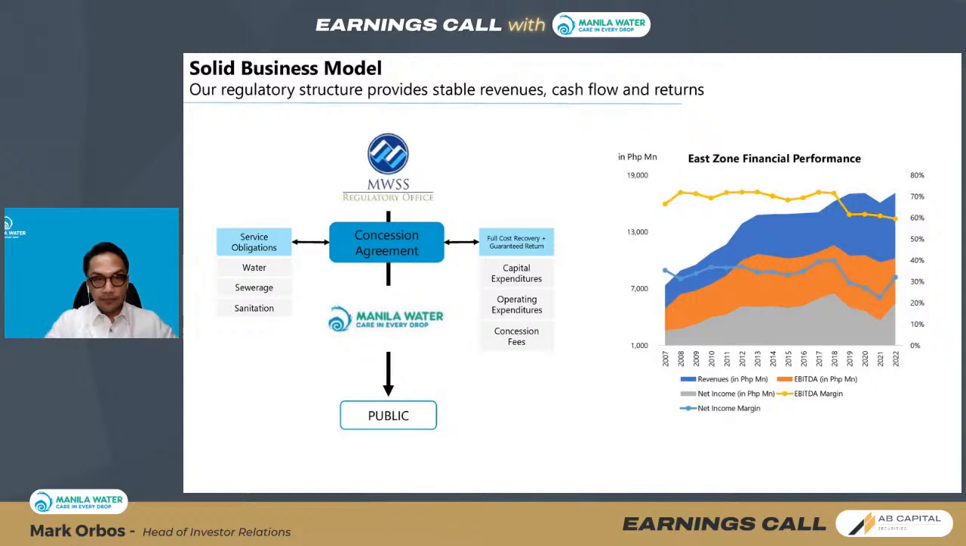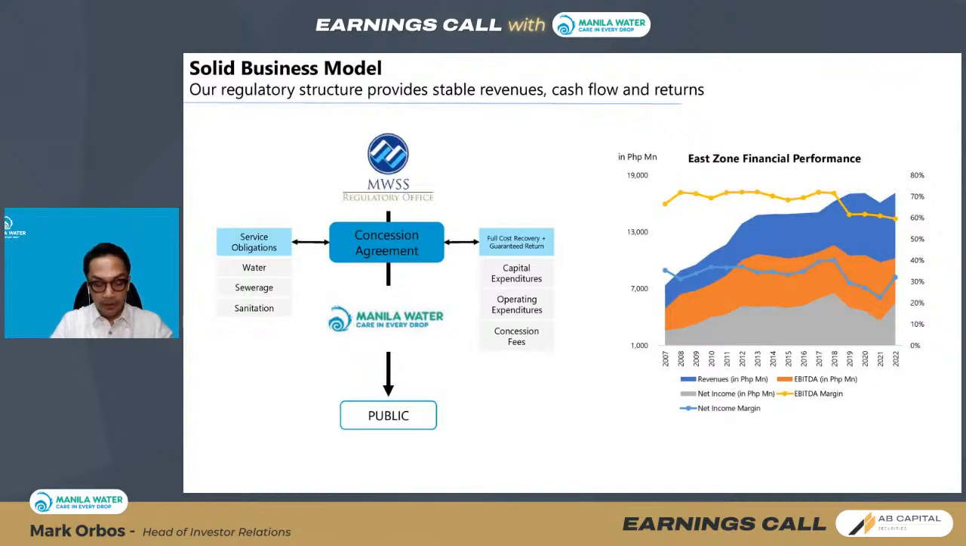We have a solid business model which provides stable revenues, cash flow, and returns. Our regulatory framework is further strengthened by our water franchise. These provide us with the stability to continue our investments and operating efficiency initiatives, while at the same time providing the opportunity for us to spread investments over a longer period.